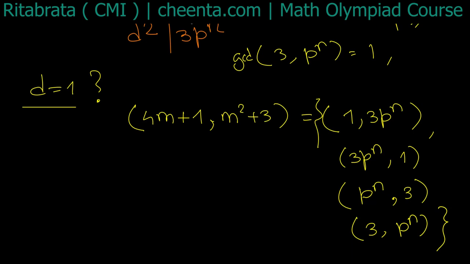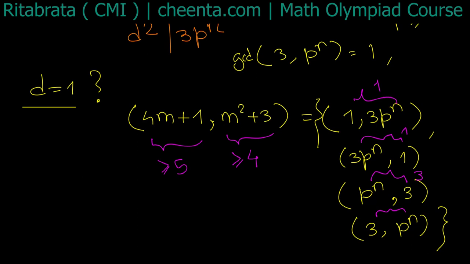Now, can we get any solution? Let's see. Observe that 4m plus 1 is greater than or equal to 5, because m is greater than or equal to 1. m square plus 3 is greater than or equal to 1 square plus 3, that is, greater than or equal to 4. So in the LHS, the minimum of these numbers is always greater than or equal to 4. But what is in the RHS? In either of the tuples, the minimum is either 1 or 3. In the LHS the tuple has minimum greater than or equal to 4, but in the RHS it is 3 or 1, and they cannot occur simultaneously. So d equal to 1 has no solutions. Those tuples cannot be equal.